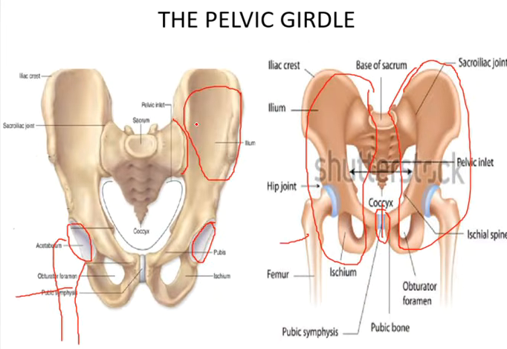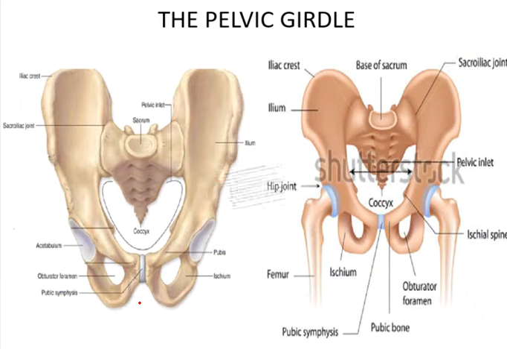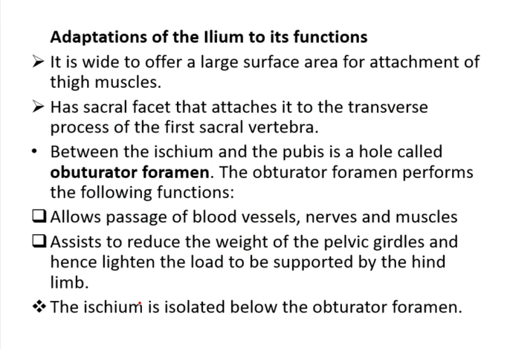Let's look at the obturator foramen. This is the obturator foramen. As I said, it's found between the pubis here and the ischium on both sides. Also we have the obturator foramen here. And the role of the obturator foramen: number one, passage of blood vessels, nerves, and muscles. Then it also assists to reduce the weight of the pelvic girdle and hence lighten the load to be supported by the hind limb.